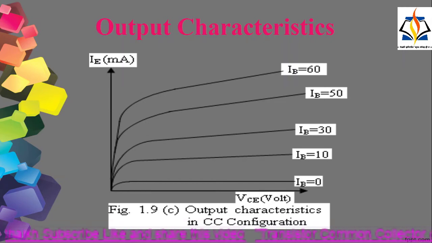The base current IB is maintained constant at a convenient value, and collector emitter voltage VCE is increased in steps. Corresponding values of emitter current IE are noted at each step. A graph is drawn between collector emitter voltage VCE taken along the x-axis and the emitter current IE taken along the y-axis. The procedure is then repeated for a different but constant value of base current IB. The typical output characteristics are as shown in figure in this slide.